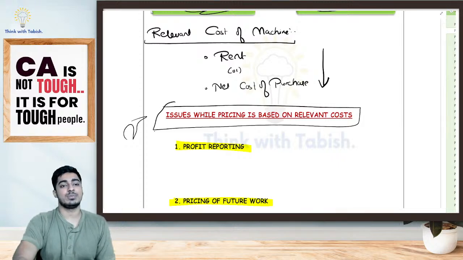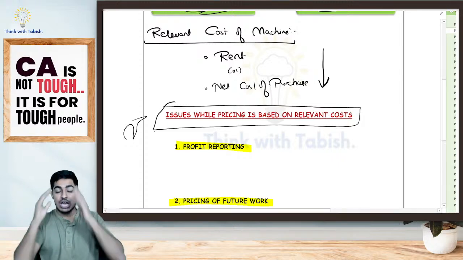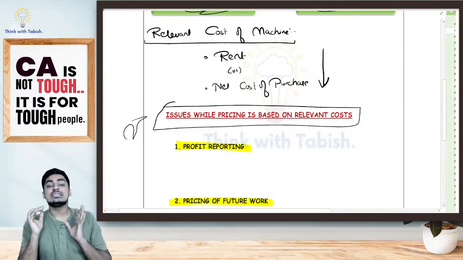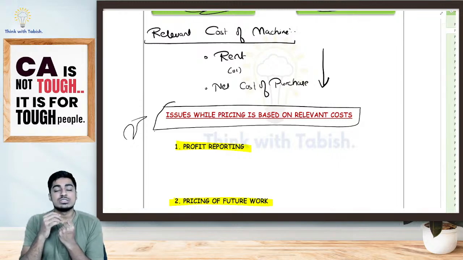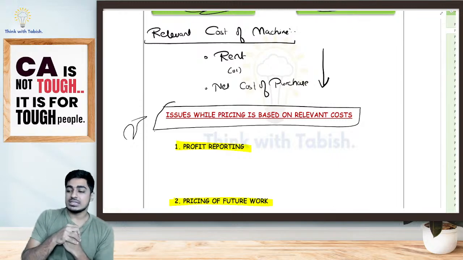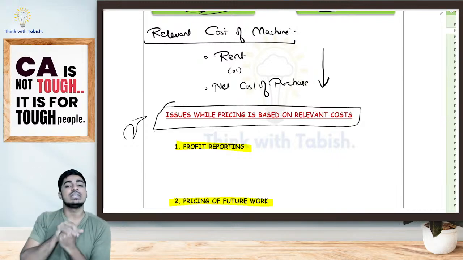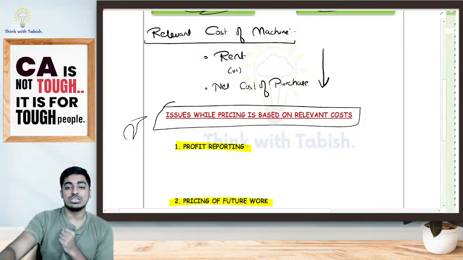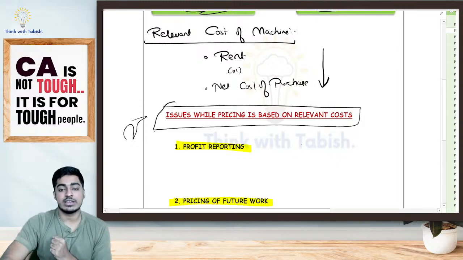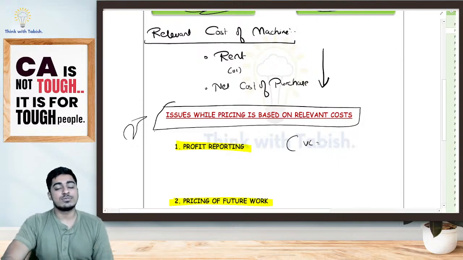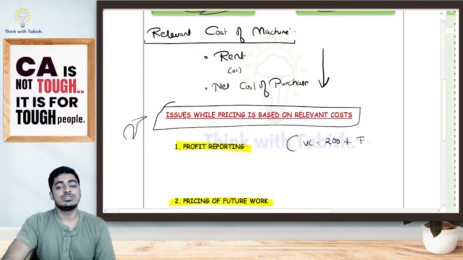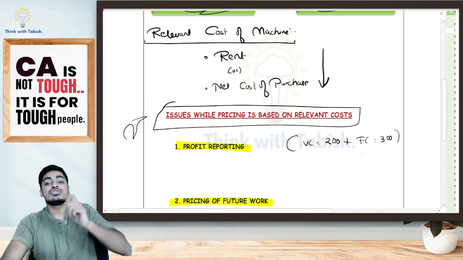What is this profit reporting? Look at this. How do we take a decision? We are taking a decision only based on relevant cost. Suppose variable cost I am incurring is 200 rupees, fixed cost which is absorbed is 300 rupees. So the total cost is going to be 500. Do not write, we will write it properly. Variable cost of 200 is relevant, fixed cost of 300 is just absorbed cost.